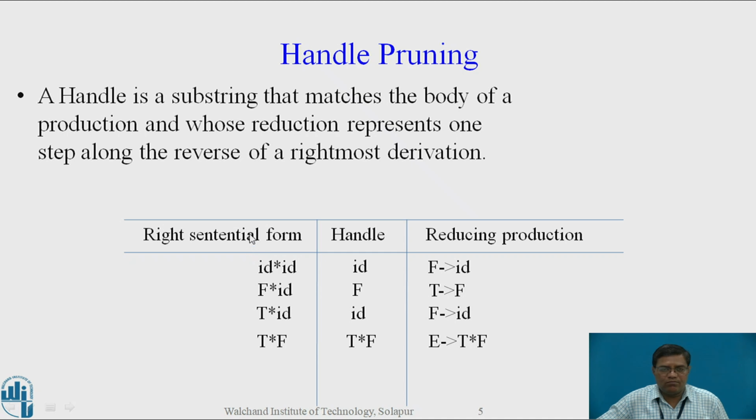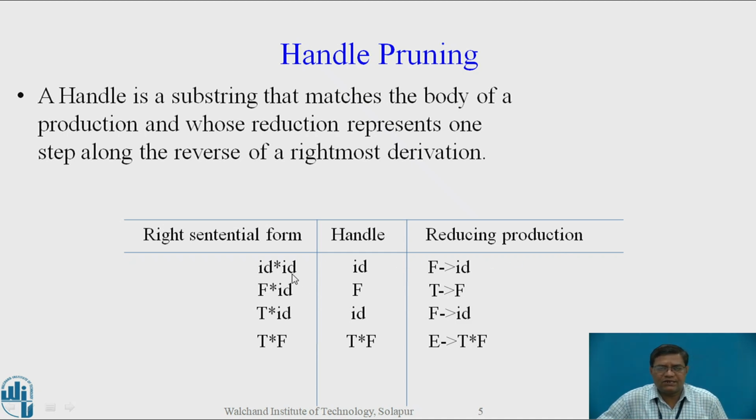Here we have 3 columns. The first column has the right sentential forms. Right sentential forms are the strings that appear in each step of the rightmost derivation in reverse order. The second column contains the handles of the right sentential forms, which match the production bodies of the appropriate productions. The third column gives which production is used to reduce each handle.